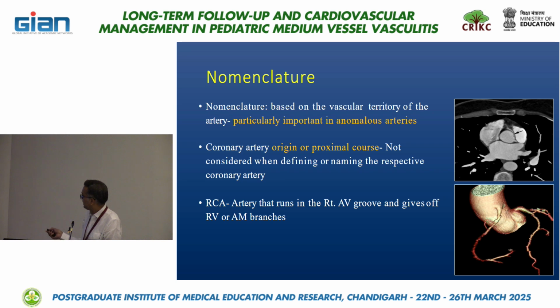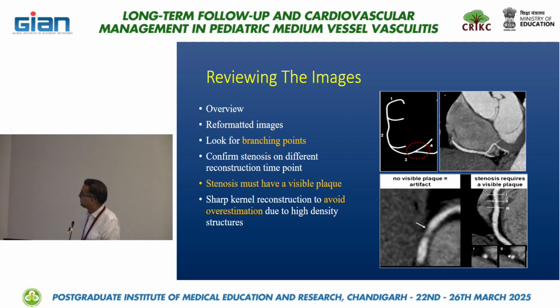Similarly, with an anomalous left coronary, sometimes we have an anomalous left circumflex from the RCA or right coronary sinus, but it will course again in the same groove. If it is not in the groove, then it is atresia of that particular artery. So the nomenclature does not depend upon its origin or proximal course. It can be anomalous, but for normal, it has to be in its own place.